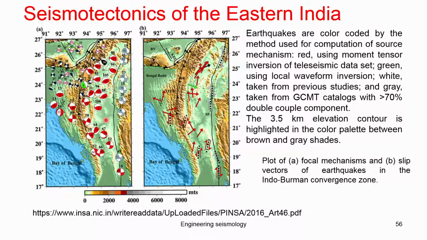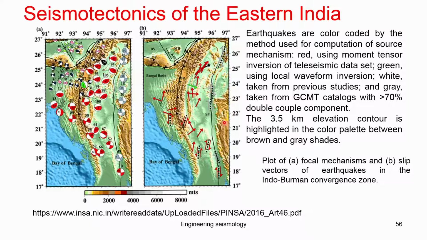The 3.5 elevation contour is highlighted, with the color pattern between brown and gray, showing a portion of the plate boundary. They have also given the force, compression, tensile, and shear, whatever happens at each segment, derived from the recorded data. So that information is also given.